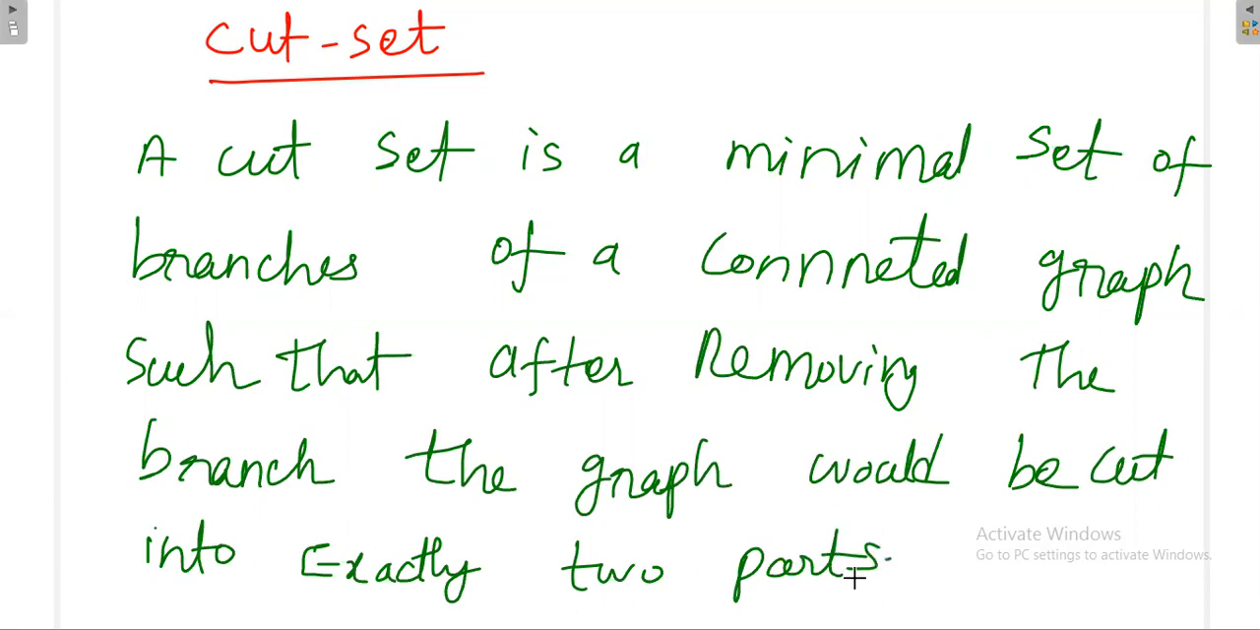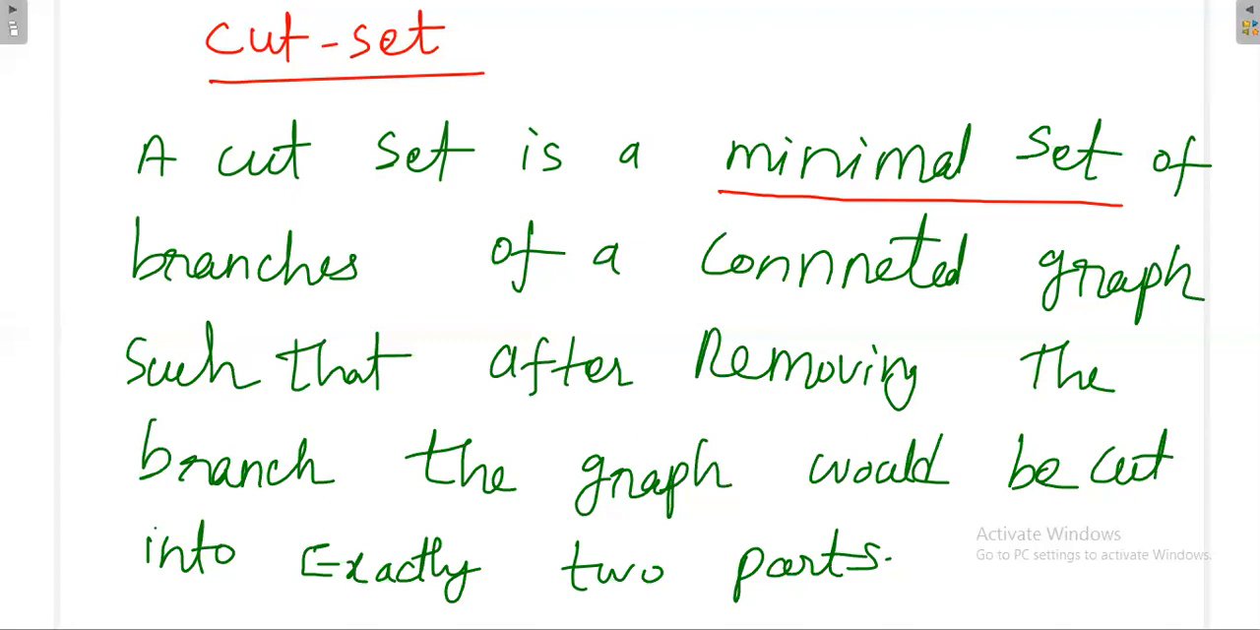So now, with this definition, a cut set is a minimal set of branches. This word is important. Minimal set of branches of a connected graph, such that after removing those minimal set of branches the graph would be cut into exactly two parts.